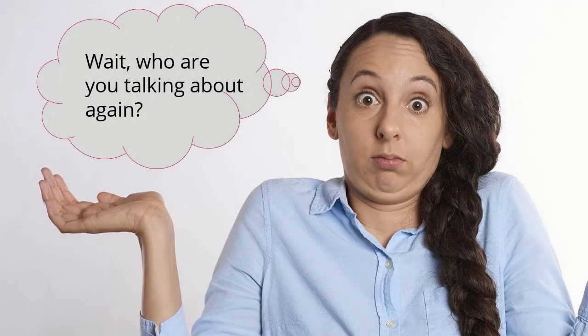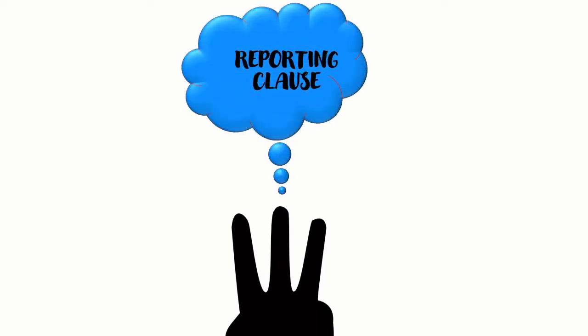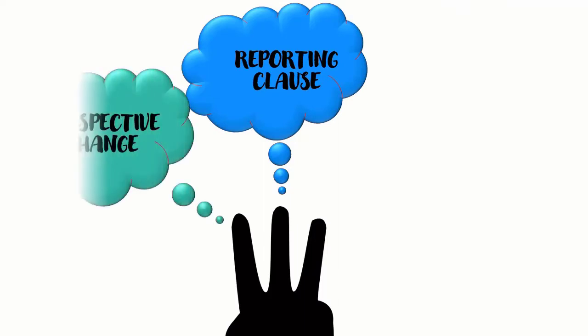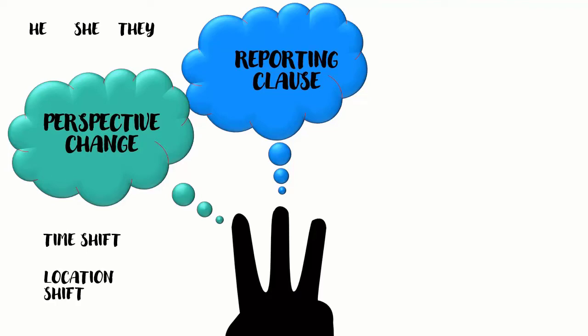When reporting someone's speech, it is important that we clearly indicate who said what and make it clear for the listener. Therefore, there are a few things that we have to do to make everything clear and understood. Number one, we need to add a reporting clause. Number two, the perspective of the dialogue often changes. Therefore, we also need to change some pronouns, references to times, and references to location.